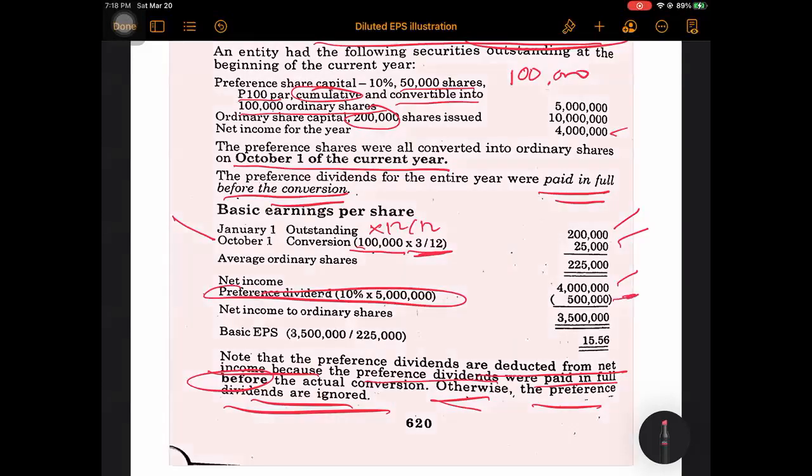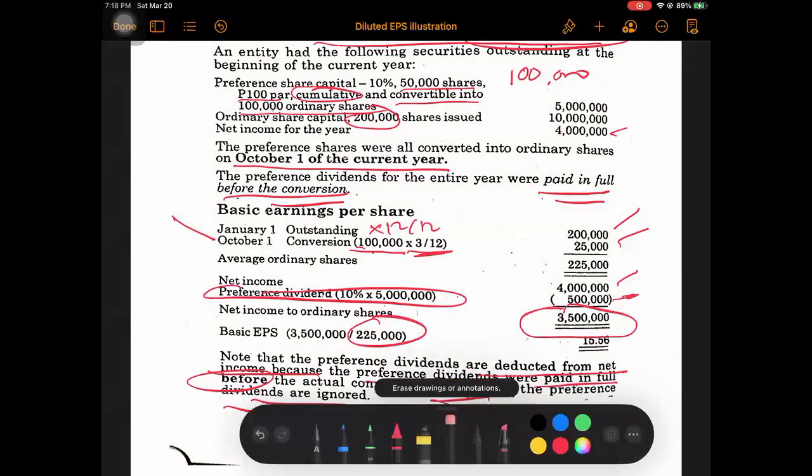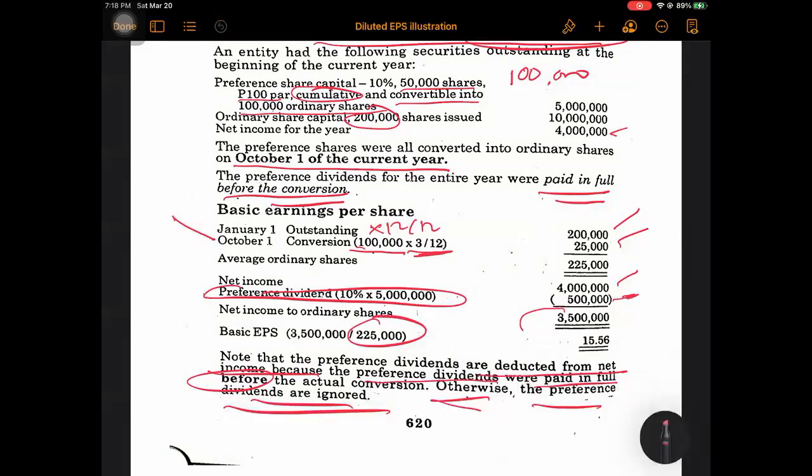So that's 4 million minus 500,000. You have adjusted net income to ordinary share of 3,500,000. Divide by the average ordinary shares of 225,000, so that's 15.56 basic earnings per share. Okay, basic earnings per share of 15.56.